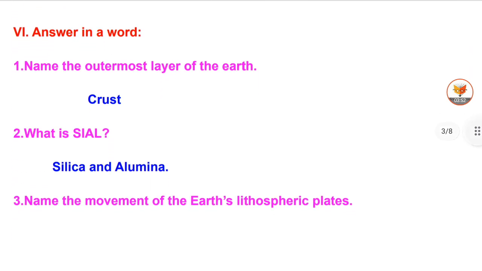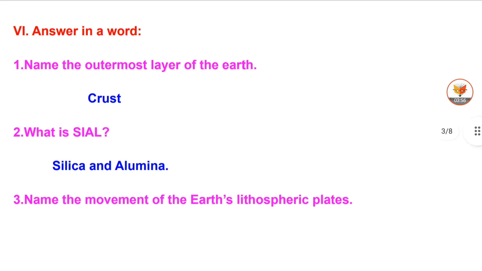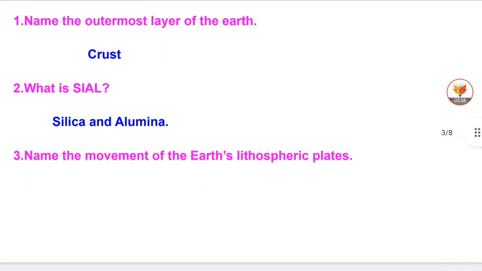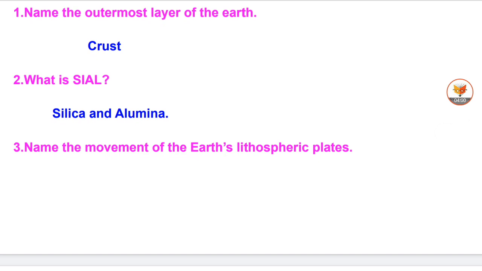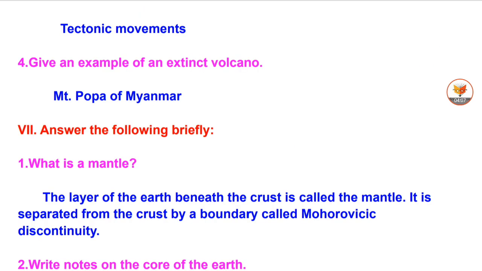VI. Answer in a word. 1. Name the outermost layer of the earth. Crust. 2. What is sial? Silica and alumina. 3. Name the movement of the earth's lithospheric plates. Tectonic movements. 4. Give an example of an extinct volcano. Mount Popa of Myanmar.